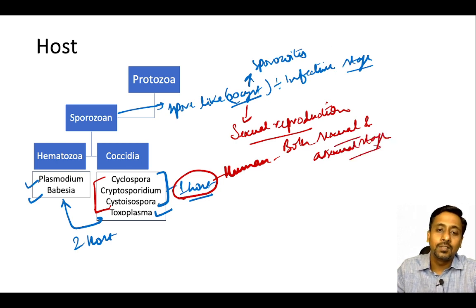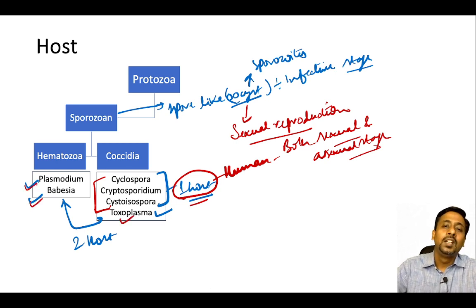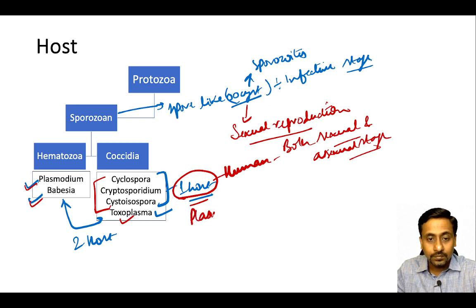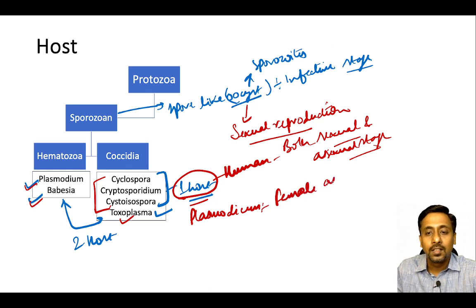Okay, so that is why they have got one host. Whereas in case of the hematozoa, that is Plasmodium, Babesia, and Toxoplasma, this sexual reproduction occurs in another host. In case of Plasmodium, the sexual reproduction occurs in the insect vector, that is the female Anopheles.